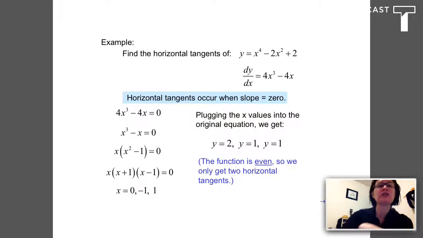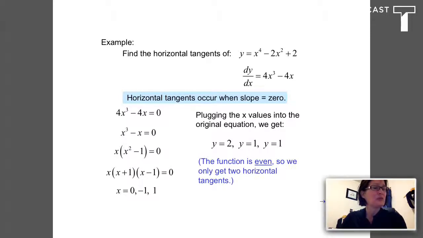So I have 4x cubed minus 4x equals 0. You'll remember we solved equations like this on that paper at the beginning of the school year. That's to practice for exactly this moment. Can divide both sides by 4, factor, and we end up with 3 solutions. x is 0, x is negative 1, and x is 1.